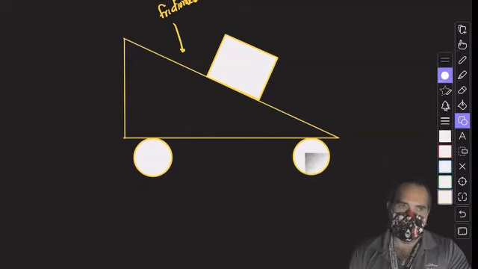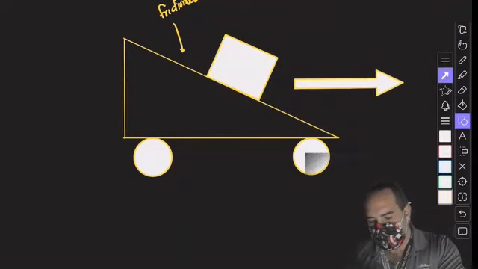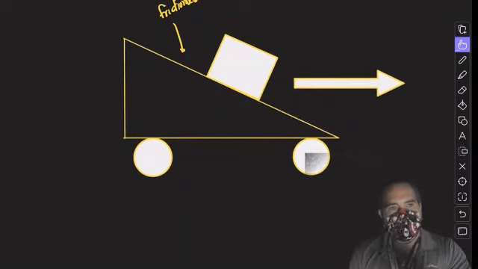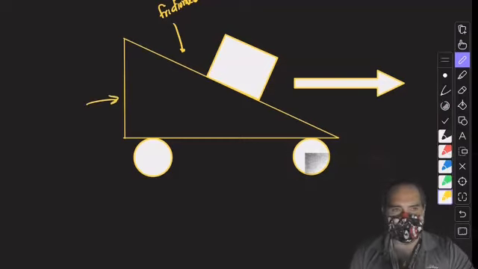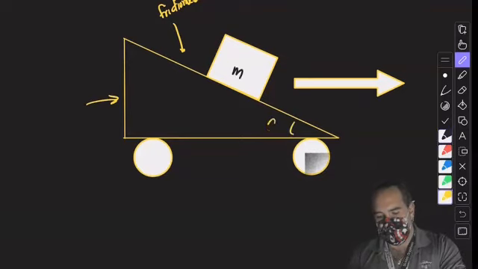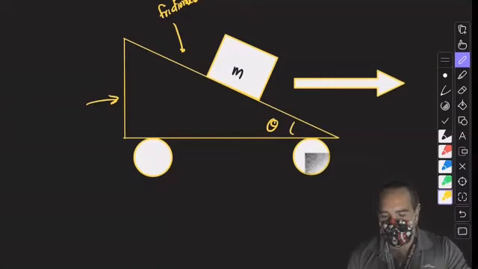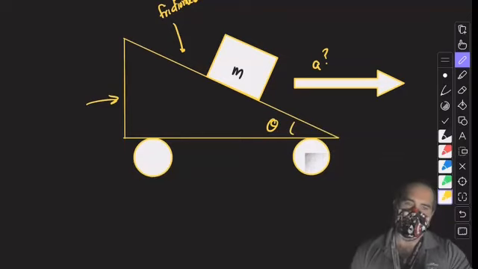Here's the thing. If the ramp isn't moving, the box would just slide down the ramp. If the ramp were moving at constant velocity, the box would just slide down the ramp. So what I would like to know is what acceleration would I have to give the ramp by pushing on it, say over here, so that the box doesn't slide down the ramp? Let's assume the box has a mass of m, and the ramp has an angle of theta, and that's it. I want a. What is the acceleration required of the ramp to keep the box in place on the ramp?